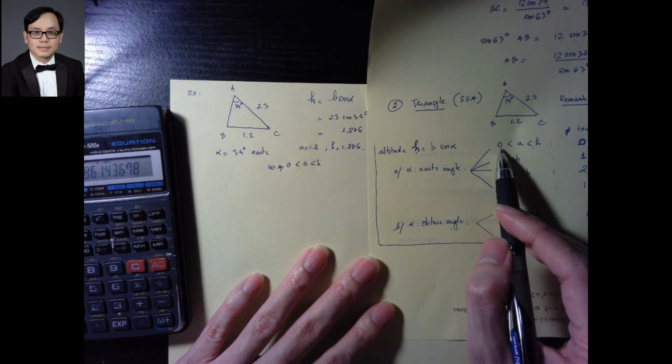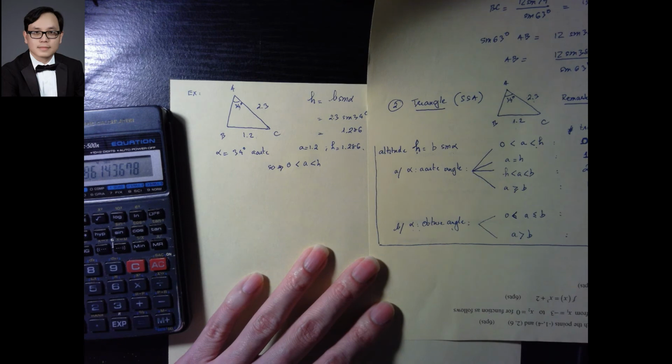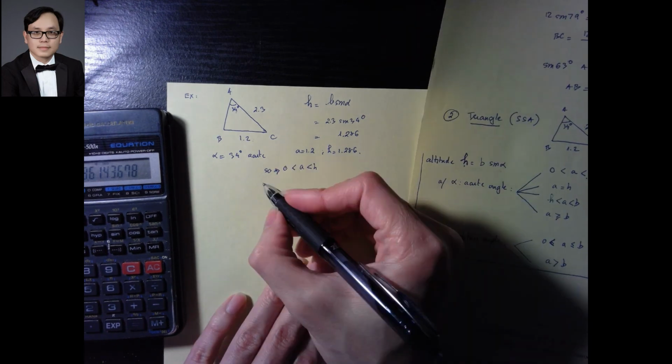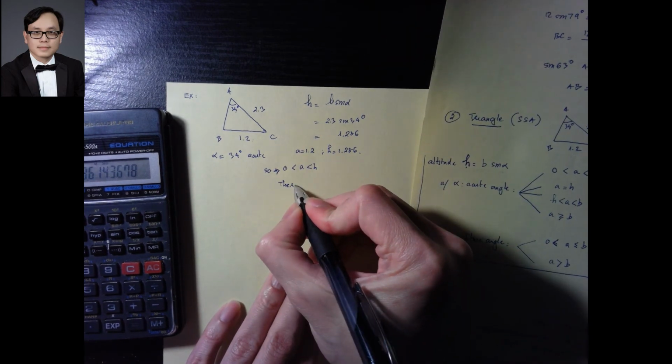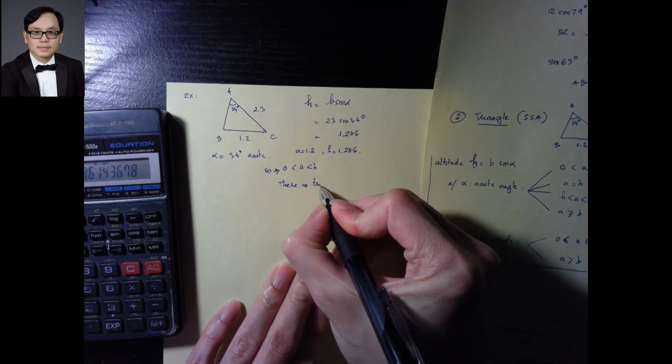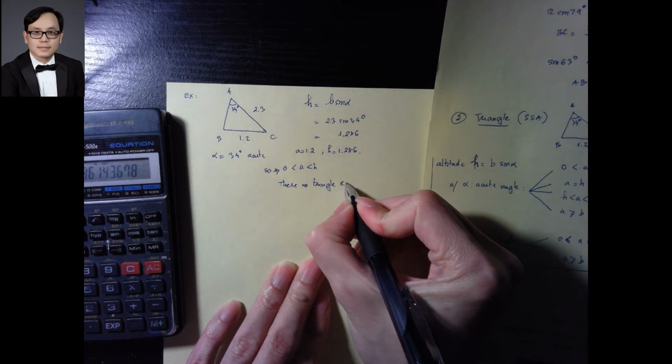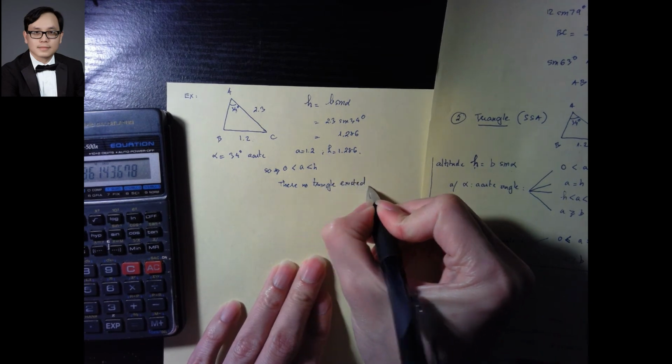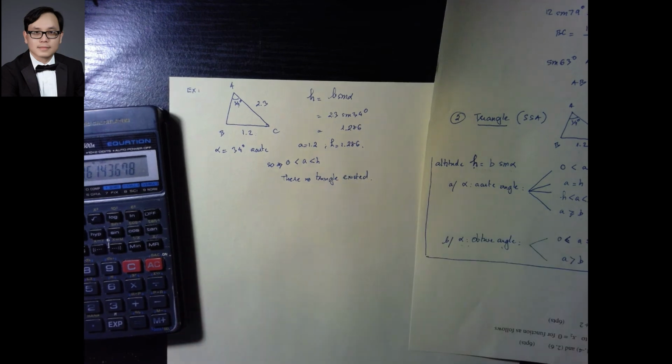Then what does it mean? It means there's no triangle existing. We don't have any triangle. Even though we can apply the law of sine, it's not going to work. We don't have any triangle.